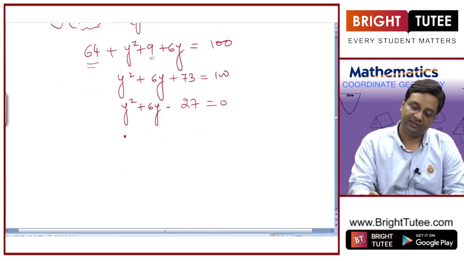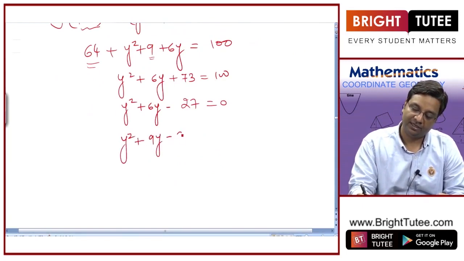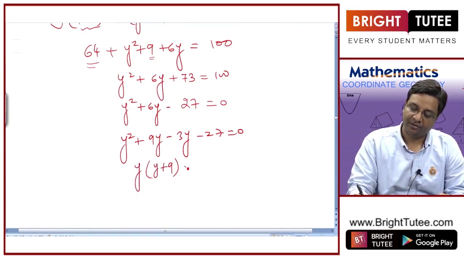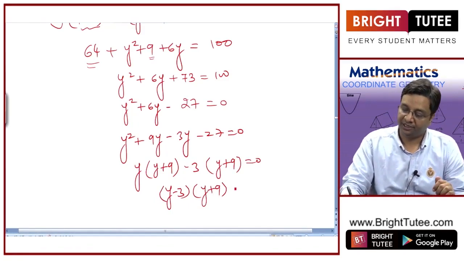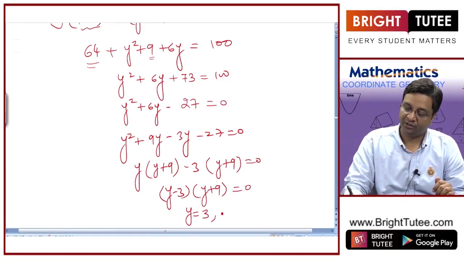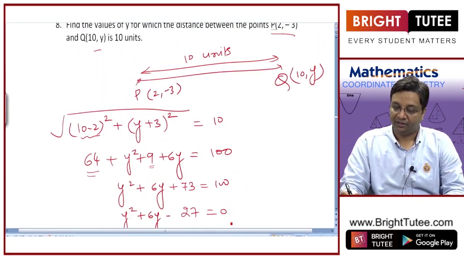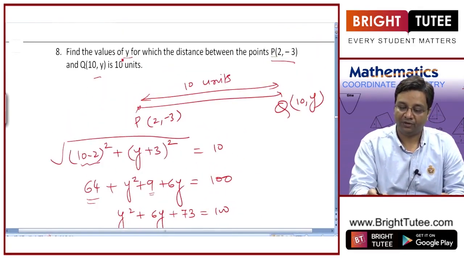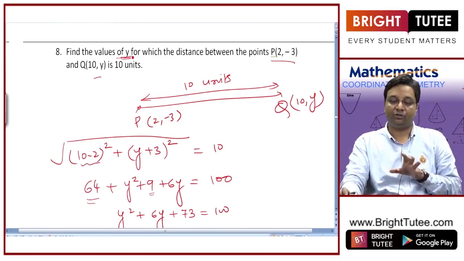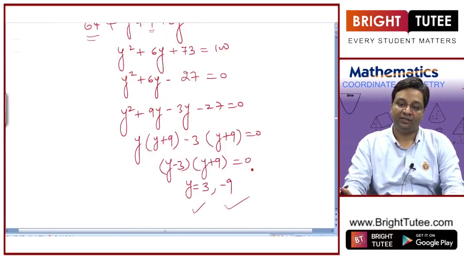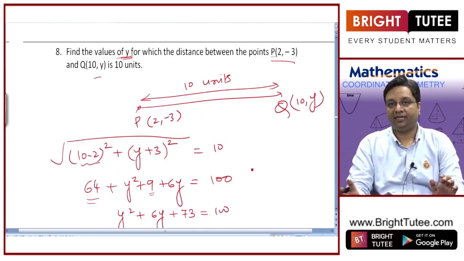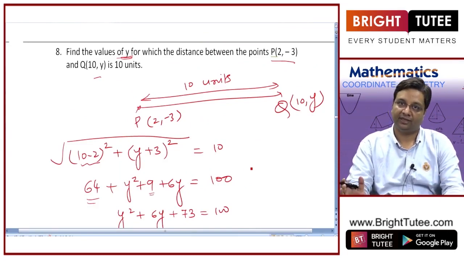Now you need to factorize this, which is very simple. y squared plus 9y minus 3y minus 27 equal to 0. So (y plus 9)(y minus 3) equal to 0. The factorization we have done in the quadratic equations lecture, right? So y will be either 3 or minus 9, right? So what is the value? Find the values of y for which the distance between these 2 points is 10 units. We have got two values of y, 3 and minus 9, for which the distance between P and Q will be 10 units, right?